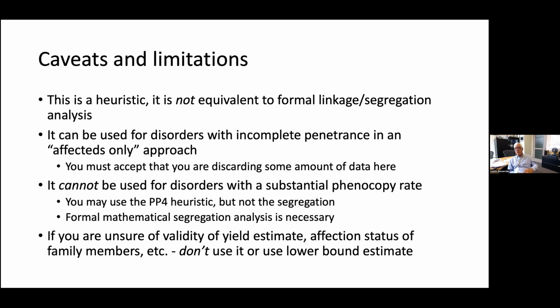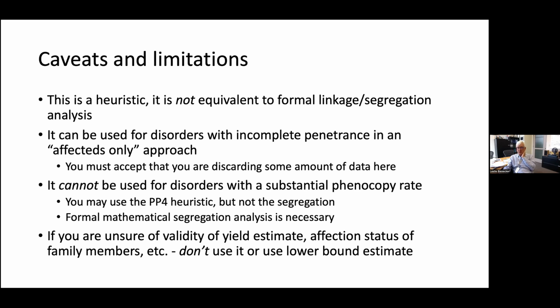The method cannot be used at all for disorders that have a significant or substantial phenocopy rate. That is something like, say, colon cancer. You just can't do it. You can use the PP4 heuristic, like you can say for colon cancer, I have X number of genes and, I don't know, 40% of them are MSH2 or whatever. You can use that, but you can't use it for segregation, because phenocopies won't work with this heuristic. People in these families can have colon cancer for reasons other than having the familial Lynch syndrome variant. We know that's true, and this heuristic doesn't account for that. You have to use formal segregation analysis.